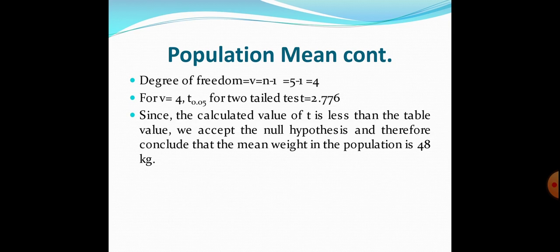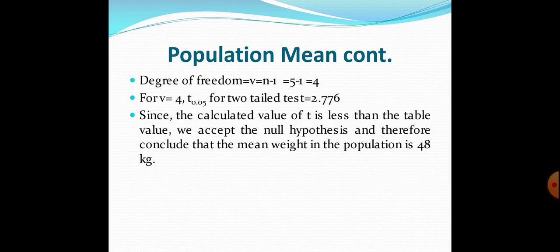Now, if the calculated value, you have calculated the value as 0.525, which is in the previous slide, which you saw in the previous slide, we did the whole calculation, and the calculated value is 0.525, and the tabulated value, the value from the table, is 2.776. Now, since the calculated value is less than the tabulated value, we accept the null hypothesis, and therefore we can conclude that the mean weight in the population is 48 kg.